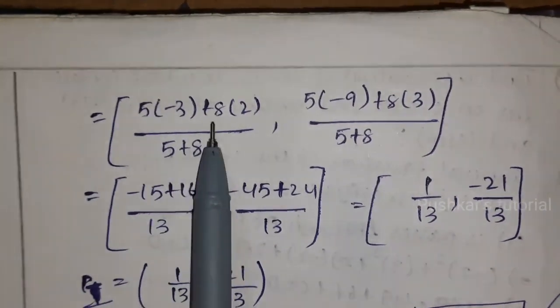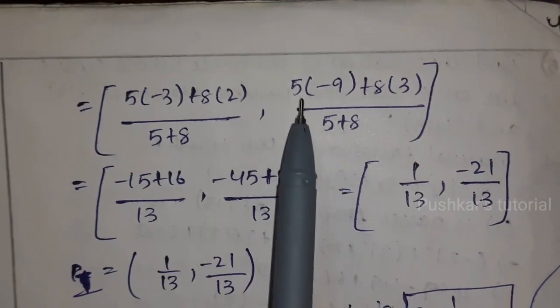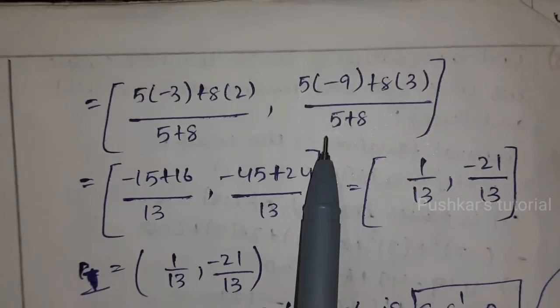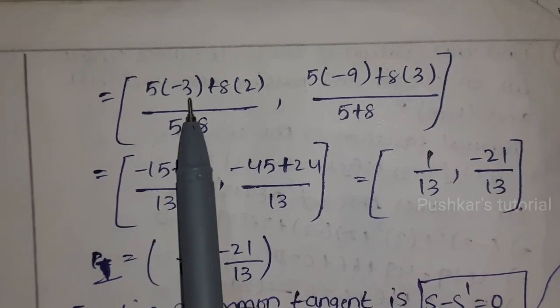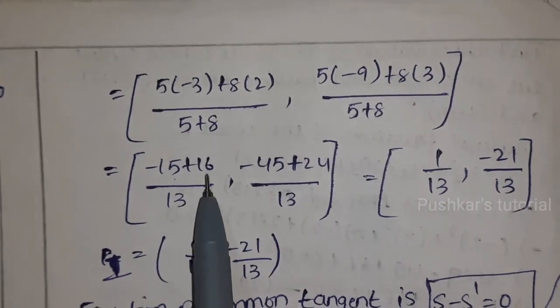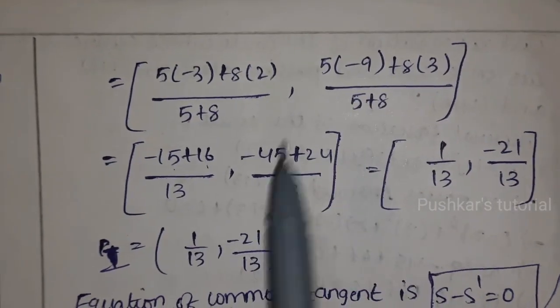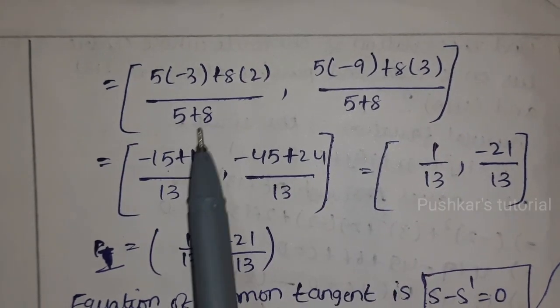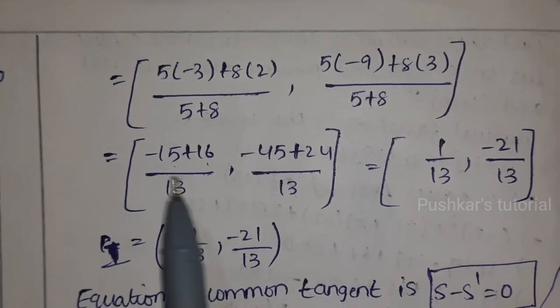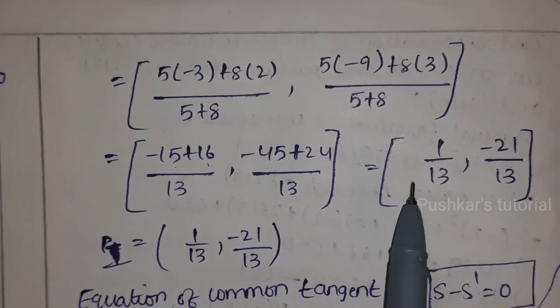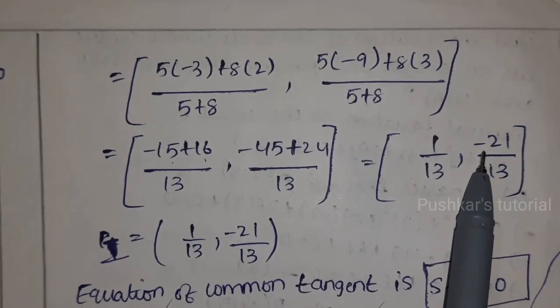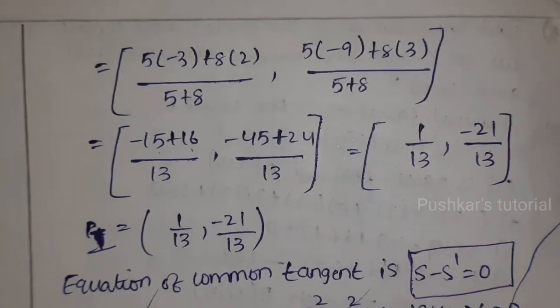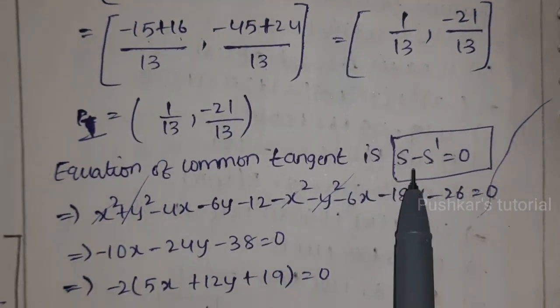5 into minus 13 plus 8 into 2 by 5 plus 8. 5 into minus 9 plus 8 into 3 by 5 plus 8. So minus 15 plus 16, minus 45 plus 24, by 13. So minus 21 by 13. P we got. Next, equation of the common tangent.